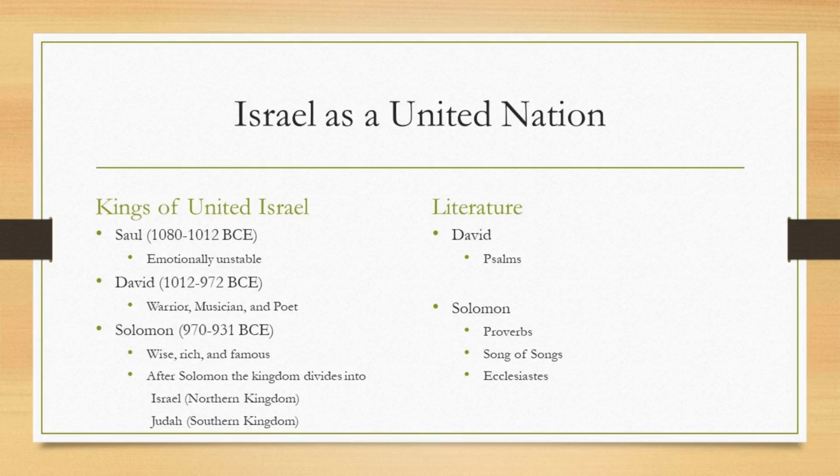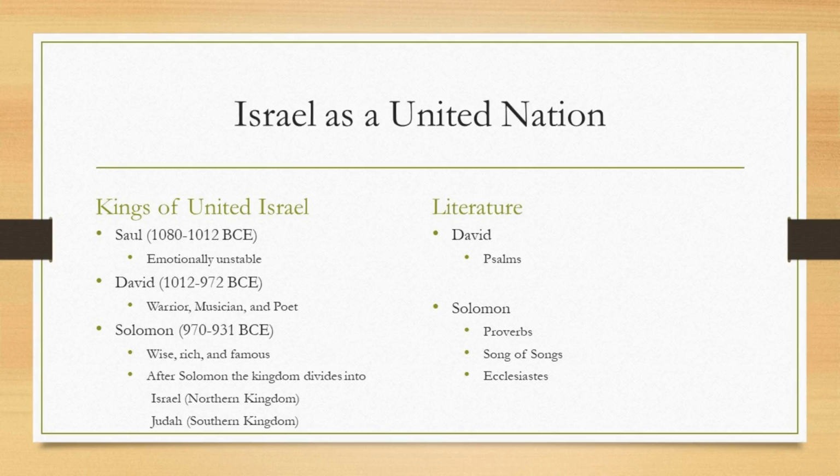After David dies, we have King Solomon. King Solomon was a son of David, and he's known as being the wise, rich, and famous king. Now, in the biblical literature, there's a section of the Old Testament known as wisdom literature. So books like Proverbs, Song of Songs, and Ecclesiastes are all attributed to Solomon. Solomon's the one that built the first temple and solidifies the religious order of Israel.